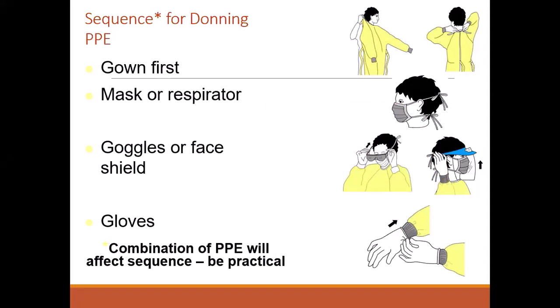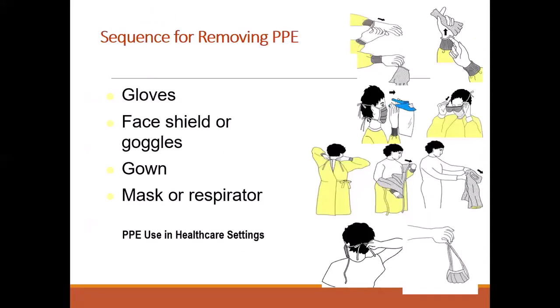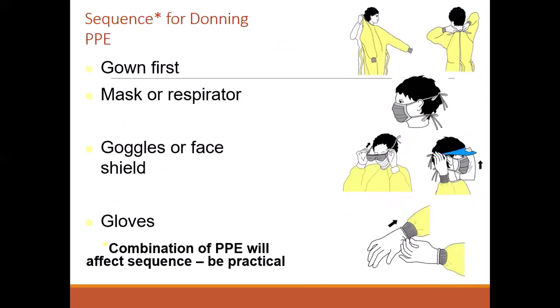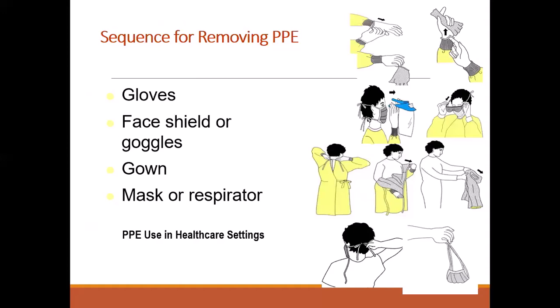It is also important to know the sequence of donning and doffing, for putting on and removing PPE. Why? Again, it is to reduce the risk of transmission and contamination of the PPE before going to the patient.